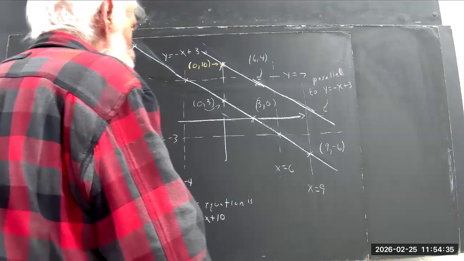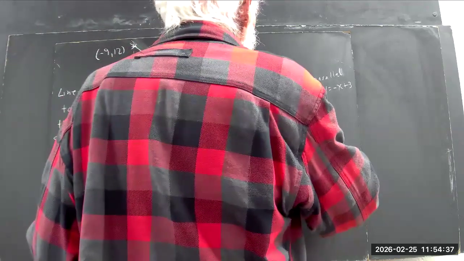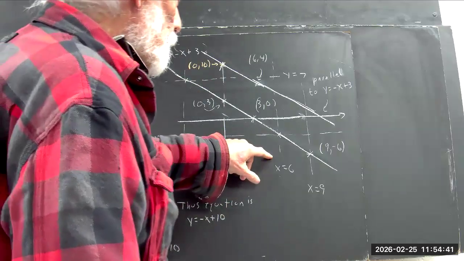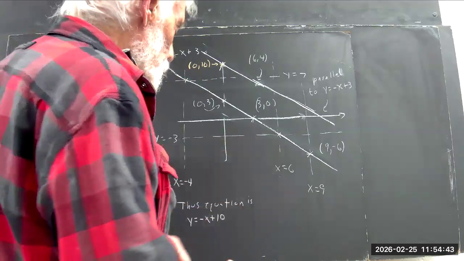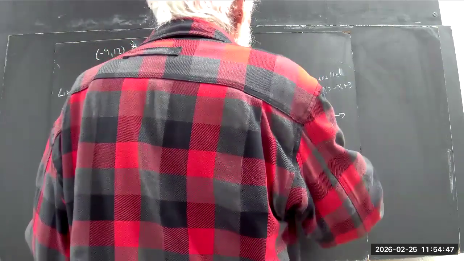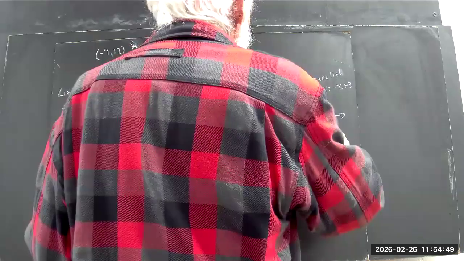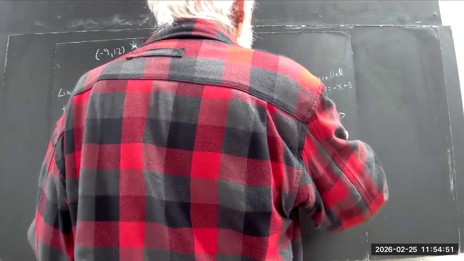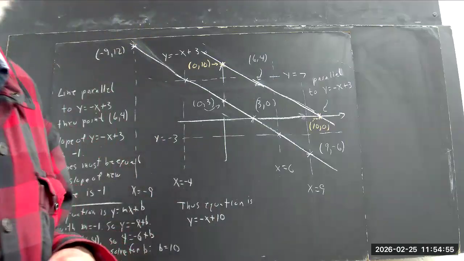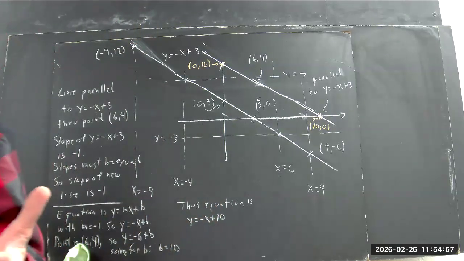And where does the line intercept the x-axis? Well, we said x equals 6 here. We said x equals 9 here. 10, 0 isn't a big stretch. It's completely reasonable. That makes sense?